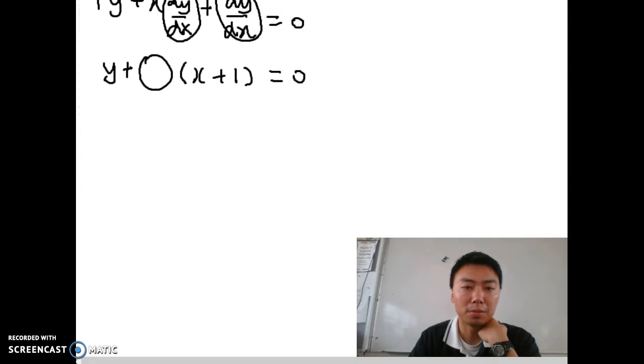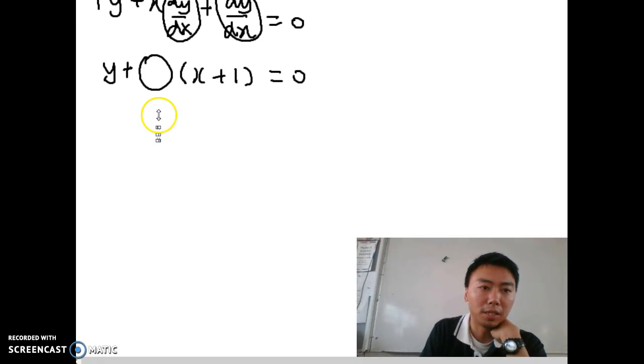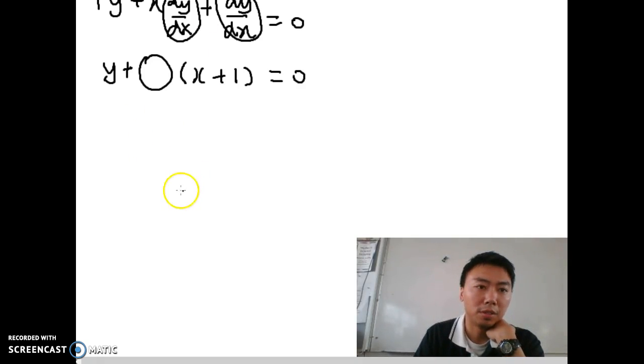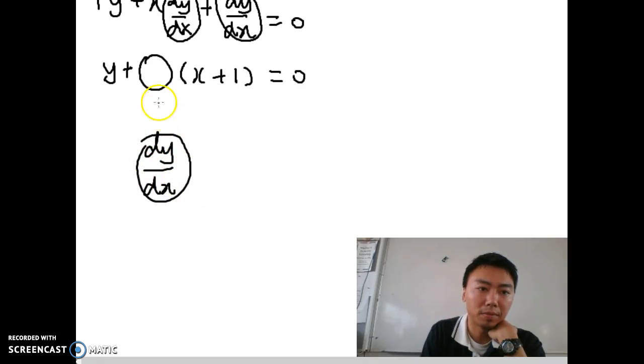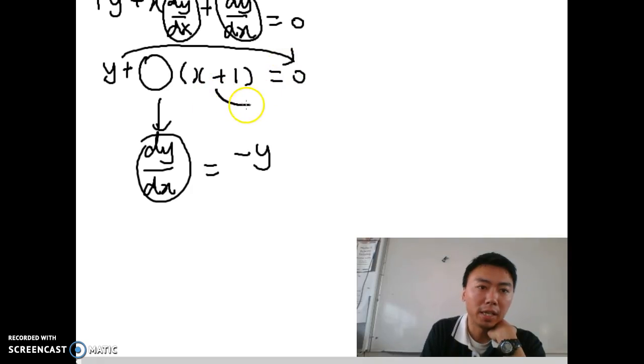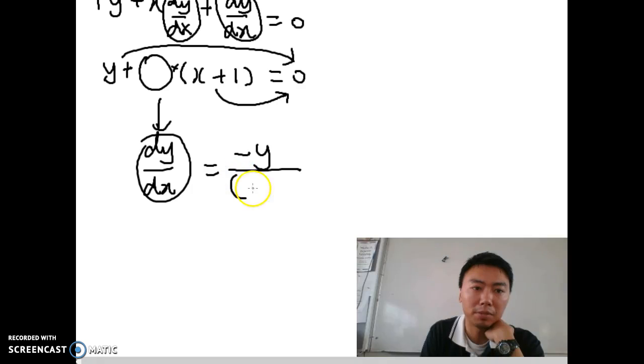So what I'm going to do now is move the bracket and the y away. I move the y away, it becomes negative y. Move the y away, and at the same time move the bracket away. So multiplication here becomes division. And this is it, done.